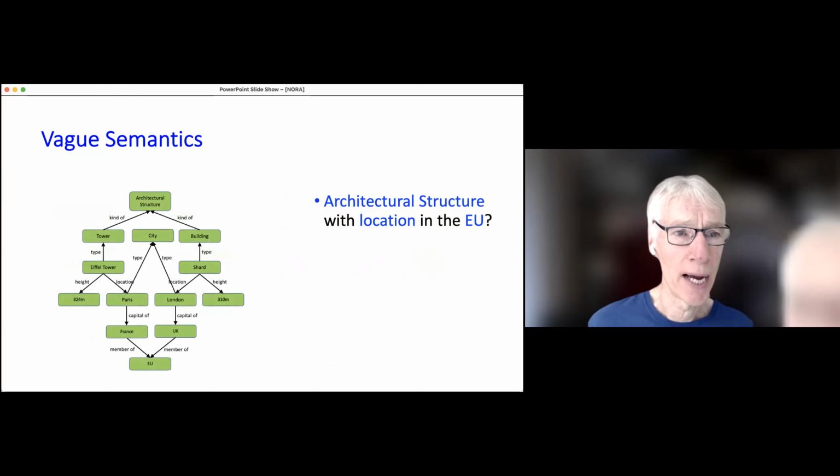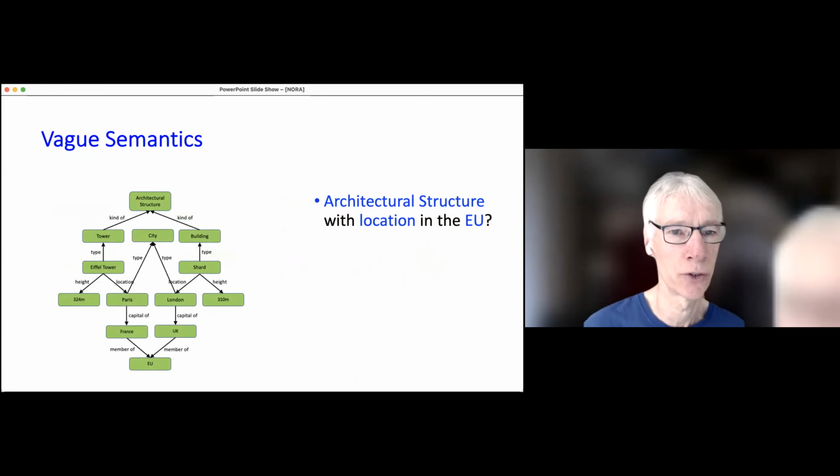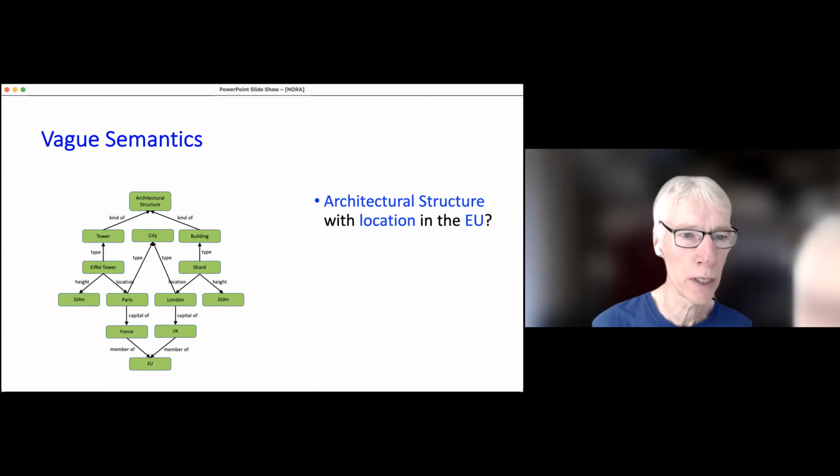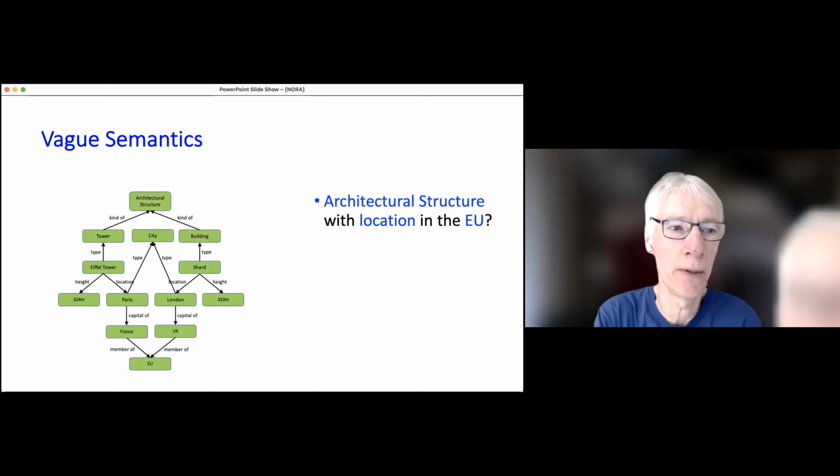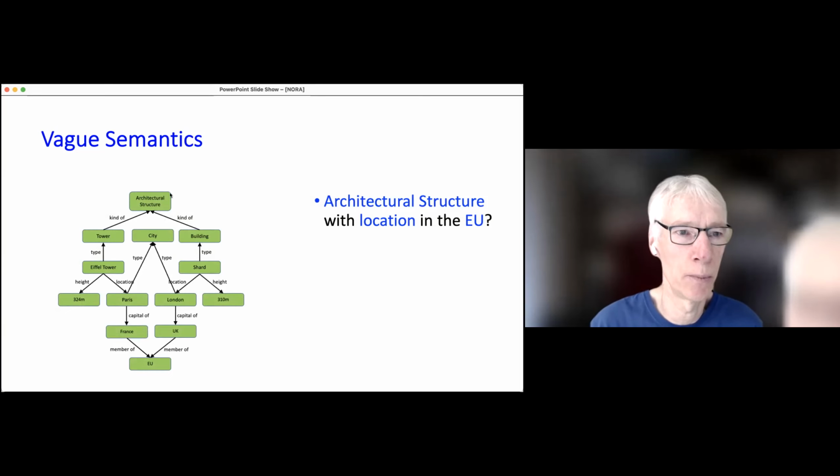If we come back to the running example of a knowledge graph, we can see where this problem bites us. Suppose we want to answer a query over the knowledge graph which says, retrieve all the architectural structures that are located in the EU. If we look at the graph, intuitively we think we ought to be able to answer that question. We have architectural structures here, at least a couple of them represented in the graph, and we have their locations, and we have all the information in the graph we need to answer that question.